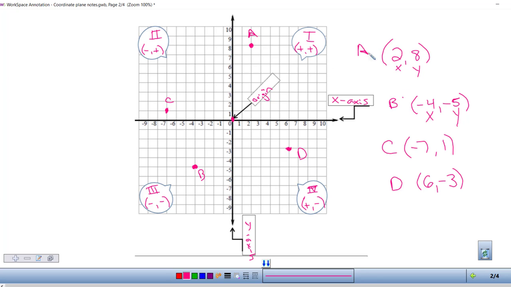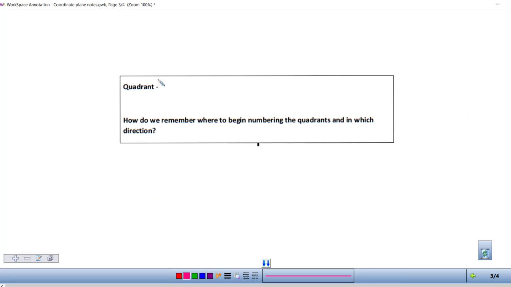Notice that A is in the first quadrant, so they're both positive. B is in the third quadrant, so they're both negative. C is in the second quadrant, negative, positive. And D is in the fourth quadrant, positive, negative. A quadrant is 1/4 of the coordinate plane, which is created by the x and y axis.